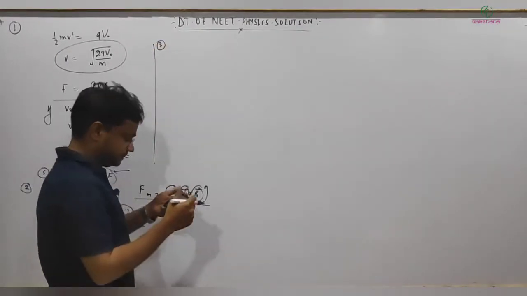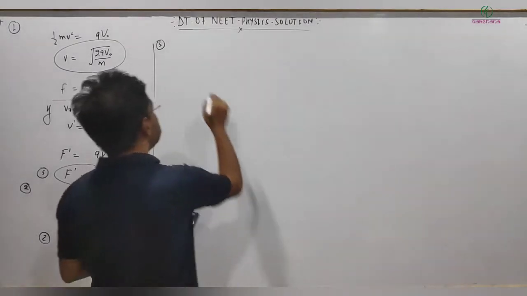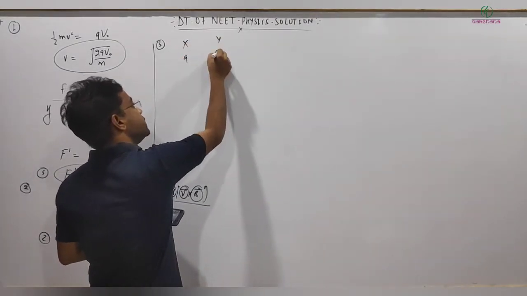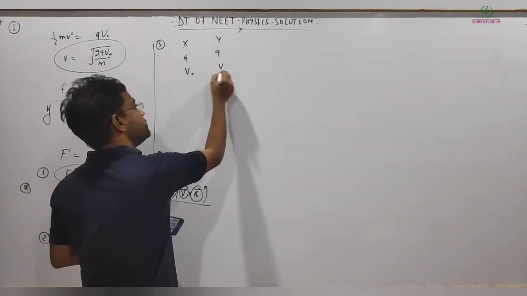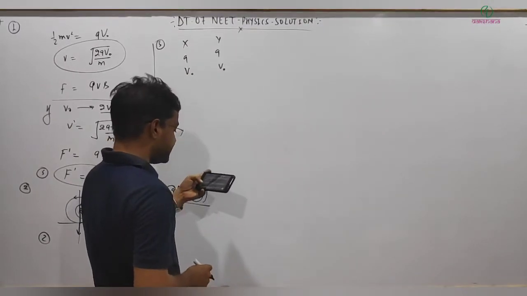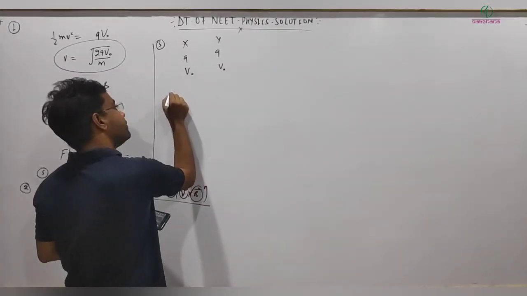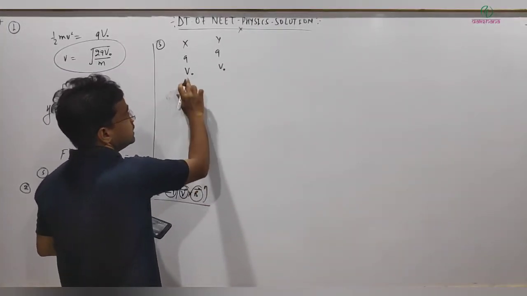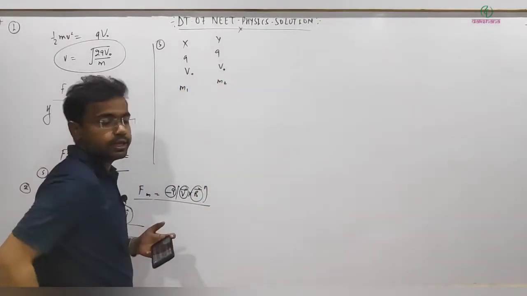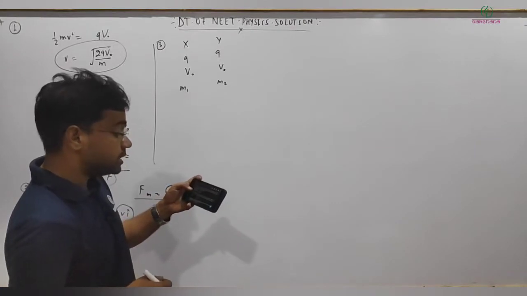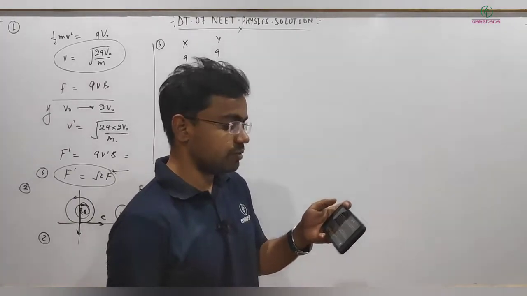Next, question number 3. Two particles x and y having equal charges, after being accelerated through the same potential difference V naught, enter a region of uniform magnetic field and describe circular paths of radii R1 and R2 respectively. Let their masses be M1 and M2. The question asks for the ratio of the masses of x and y.